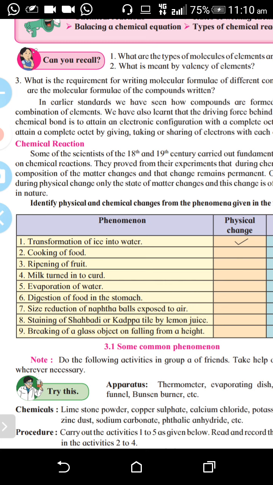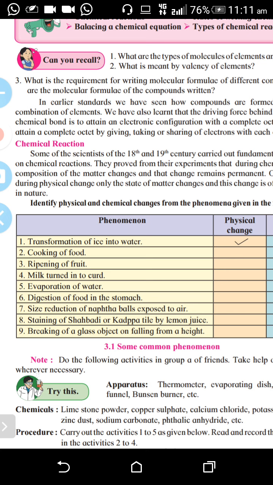Then, size reduction of naphthalene balls exposed to air. When exposed to air, all the naphthalene balls get evaporated. Then staining of Shahabad stone or Kadapa tile by lemon juice. Shahabad stone means marble pieces. Even at home you must have noticed on the tiles, if acid drops fall down, holes are formed. That means carbon dioxide is liberated from that. So it is a chemical change.